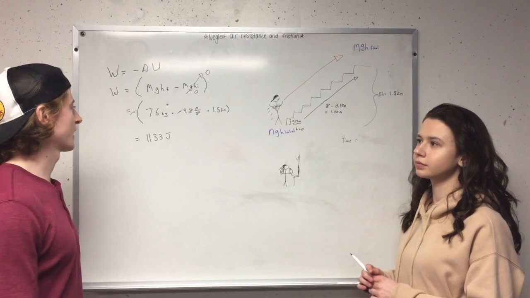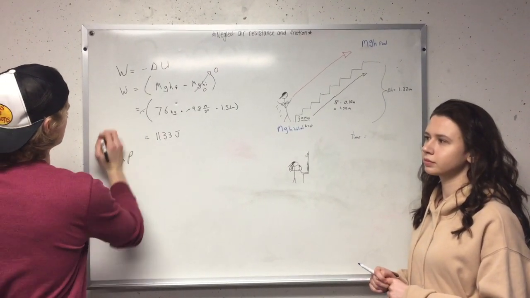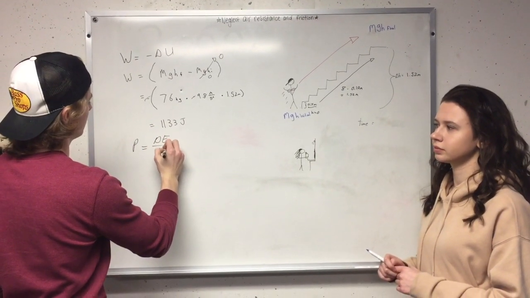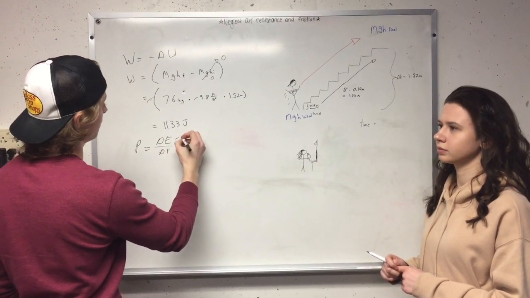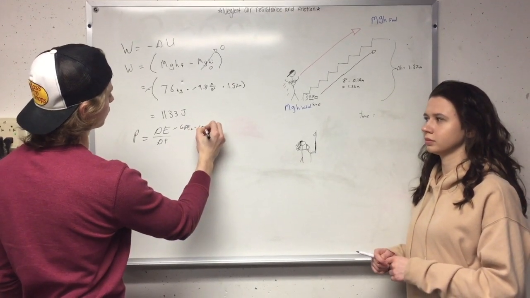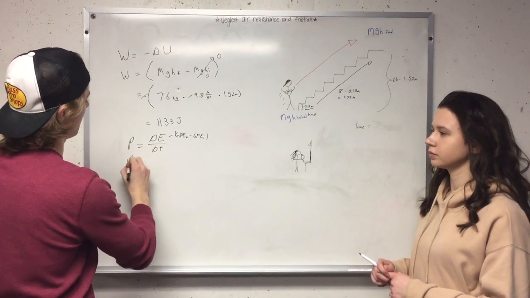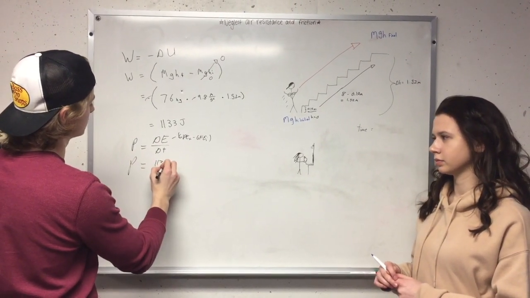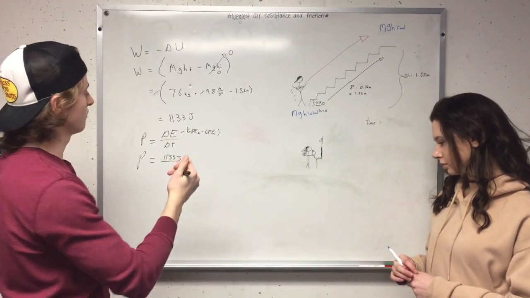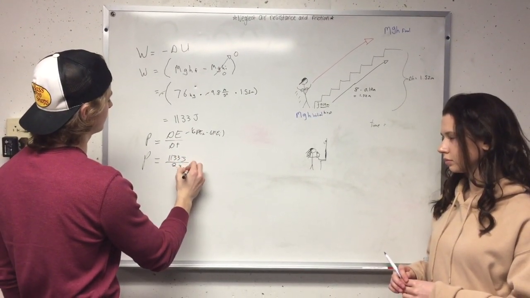Okay, so now we want to find out how much power Connor generated. We know the formula that power equals the change in energy over the change in time. So this is just going to be our gravitational potential energy final minus gravitational potential energy initial, which is just what we calculated right here. So then power is going to equal 1133 joules divided by the time. We timed Connor as he ran up the stairs, and he did the stairs in 2.3 seconds.